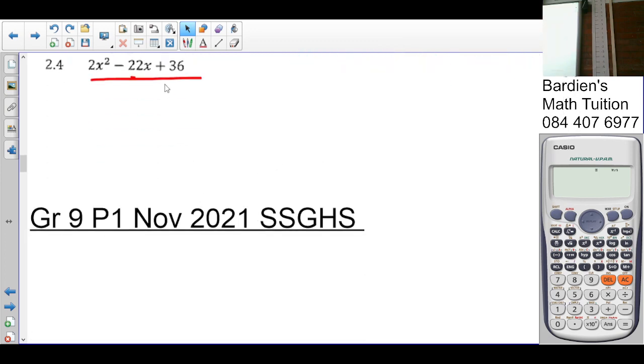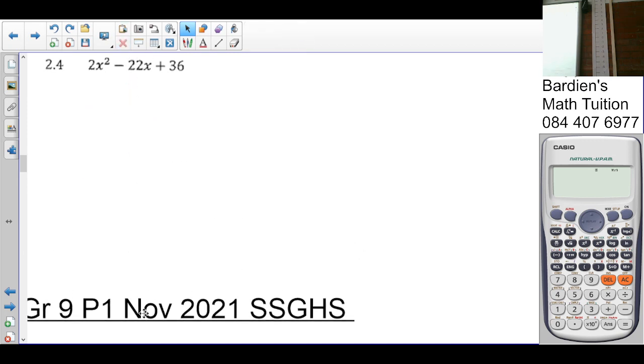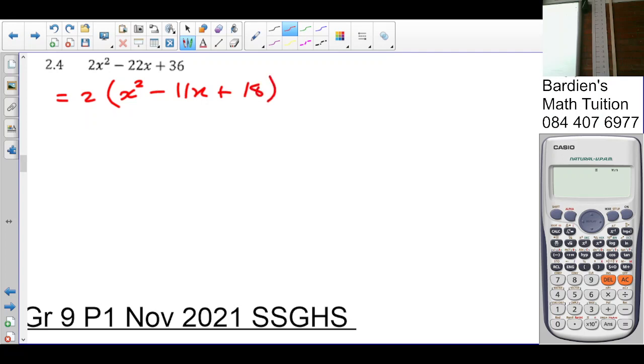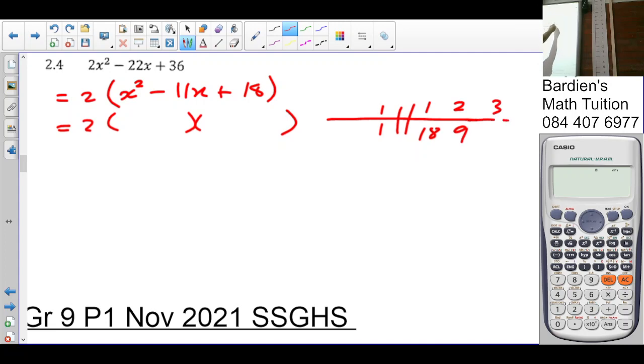Alright, let's go to the next one. This is Lisa's one, okay? People, 2.4. What needs to be done first? Common factor. If there's a common factor, you must take out the common factor first. So we take 2 out of x squared minus something plus 80. So on the product line goes 1 and 18, 2 and 9, 3 and 6. What do we do with the products? Do we add or subtract? We add.